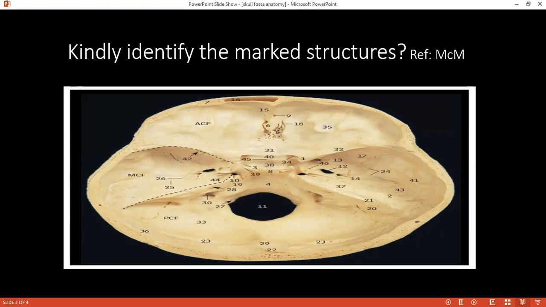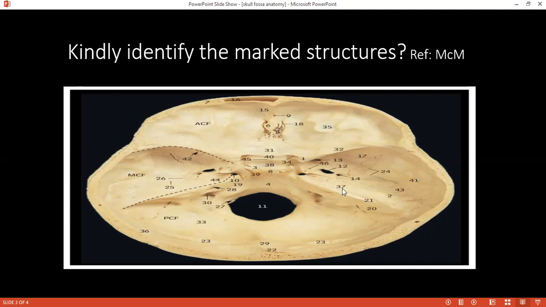Okay, some more important points I want you to identify, please. Number 1, it is the anterior clinoid process. Okay, number 32 over here? This is the lesser wing of sphenoid. Number 13? It is foramen rotundum. Number 12 below this? Foramen ovale. Yes. Okay, number 14, where is my cursor? 14 over here. This is foramen spinosum. Very good.